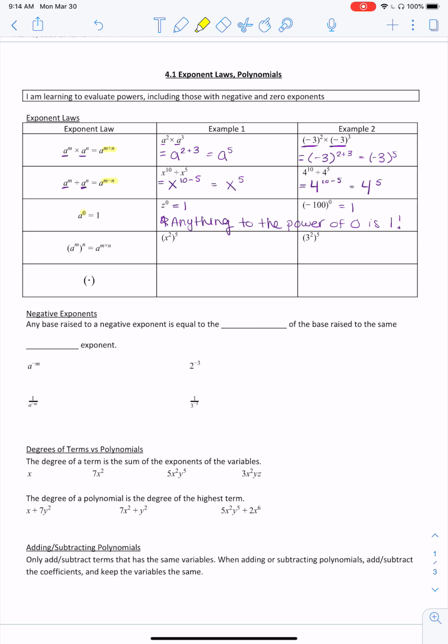And that works all the time. Even if you put it in your calculator, you'll notice that anything to the power of 0 will always give you the answer of 1.